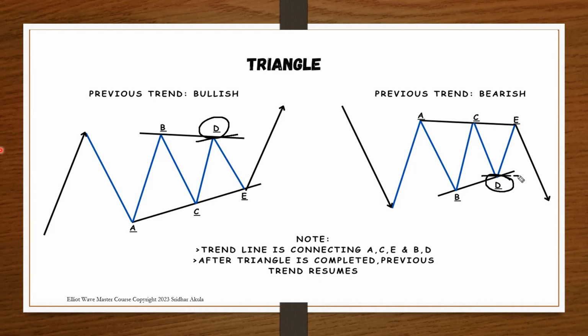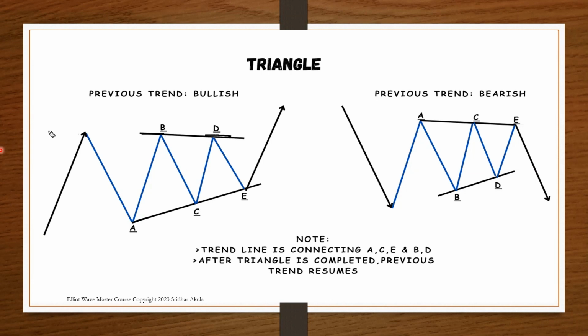Okay, so you wait for wave D to be formed. Then if wave D is lower than your wave B, you understand this is going to be a wave E in the market. After wave E is finished, yes, we are going to catch the next big trending move. Correct? Now, one important thing here: I have marked the trend line connecting A, C, and E, and the upside trend line connecting B and D.